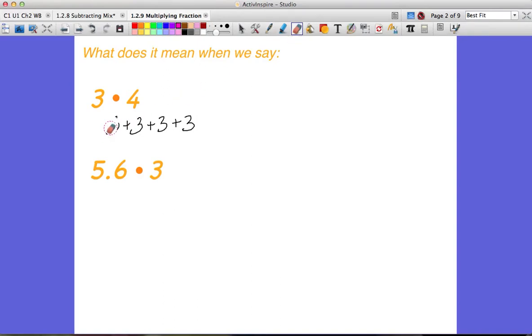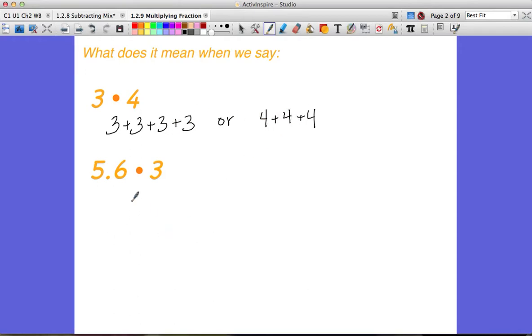Another way that we can look at it is to say we're adding 4 three different times. So 4 plus 4 plus 4. These are one and the same.